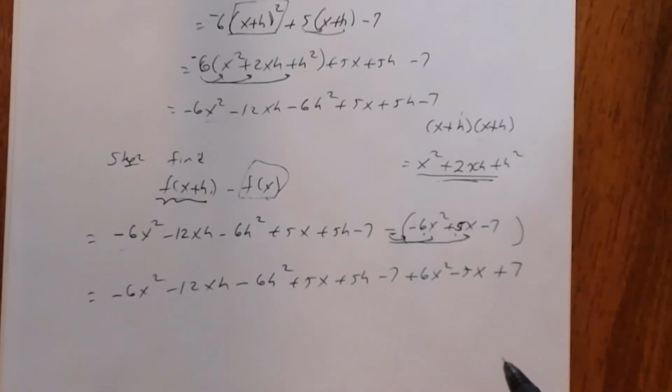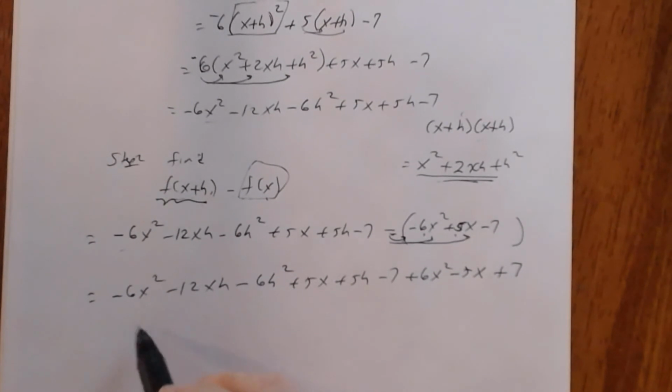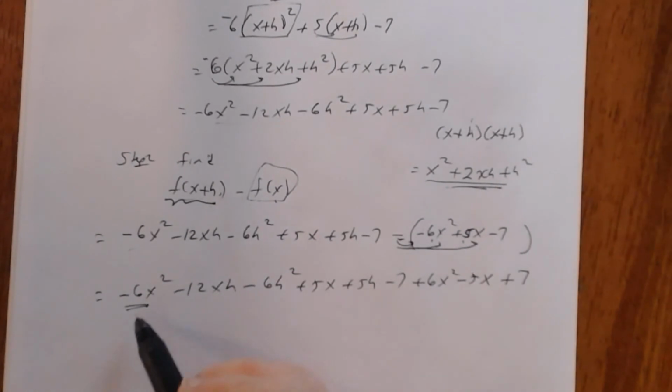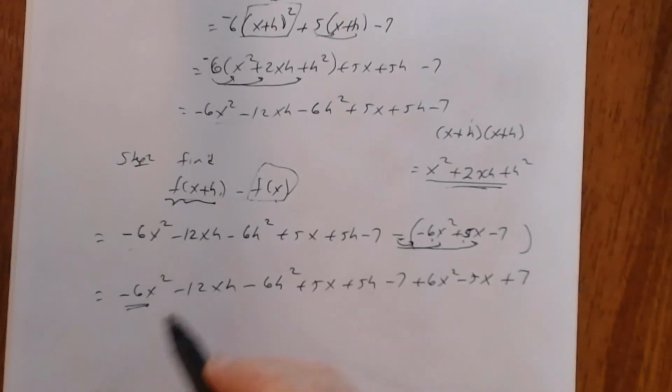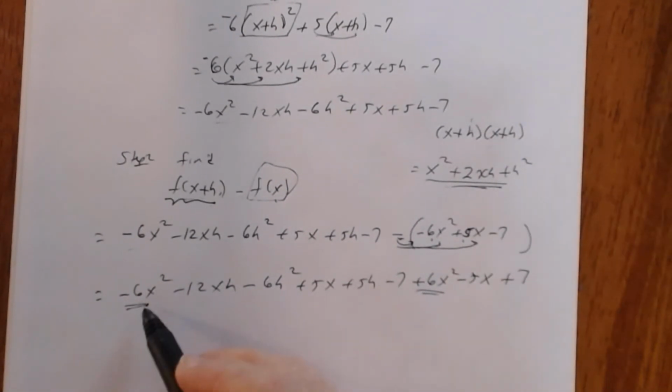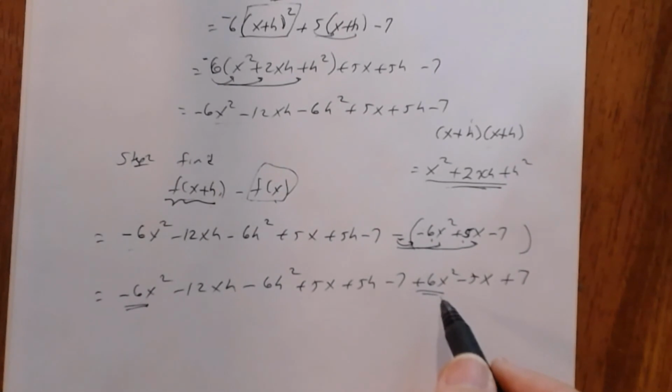Now remember, always remember, since in this section all I'm looking at are polynomials, linear or quadratic, at this point, every term that does not have an h, the variable h, in it as a factor, its opposite will be listed somewhere else. So you see how this is negative 6x squared? Well, I better have a positive 6x squared somewhere, and I do. It's right here. So negative 6x squared and a positive 6x squared, 0.